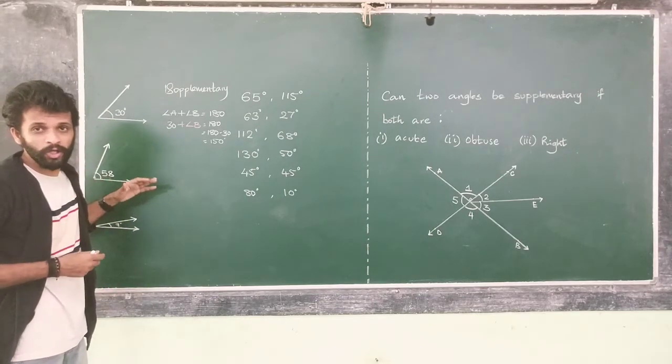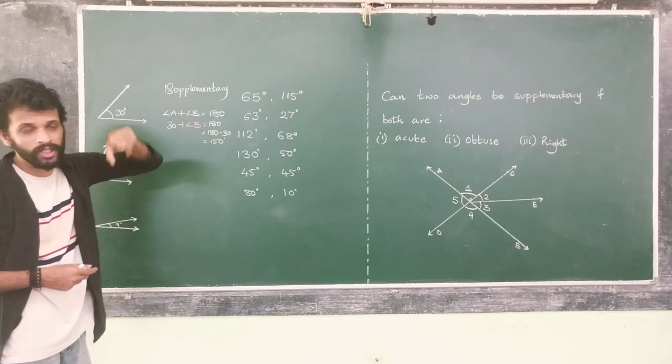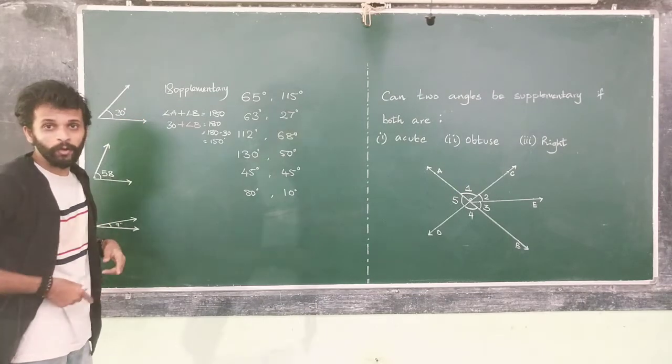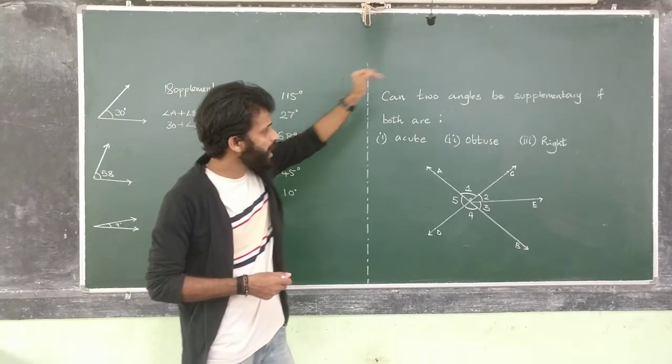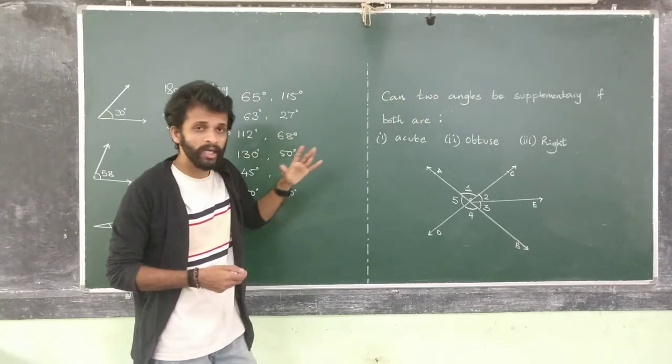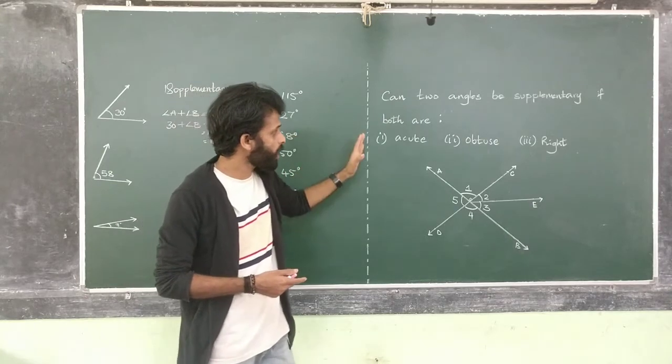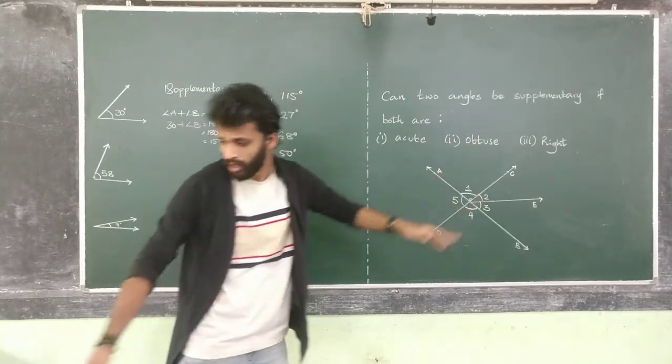Once we have understood, we can solve those questions which are there in exercise 5.1. Let us try and solve some more problems. Now here, can two angles be supplementary if both are acute, obtuse, or right angles?